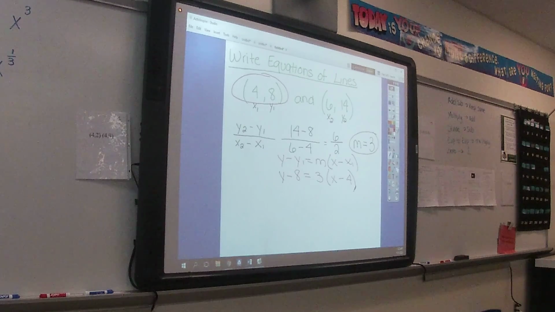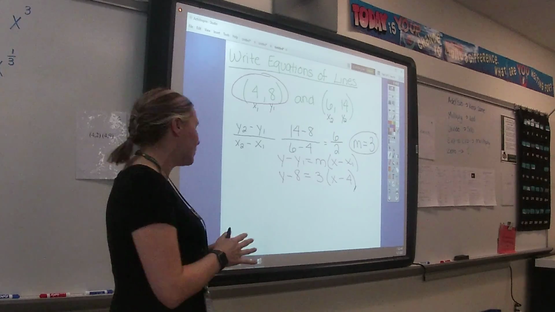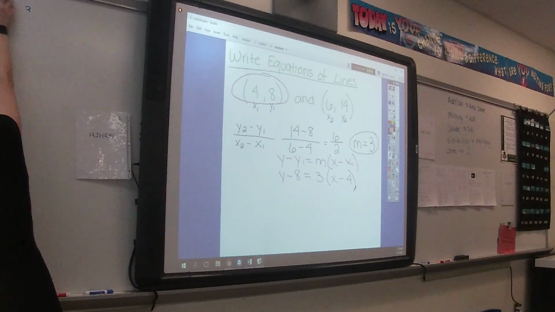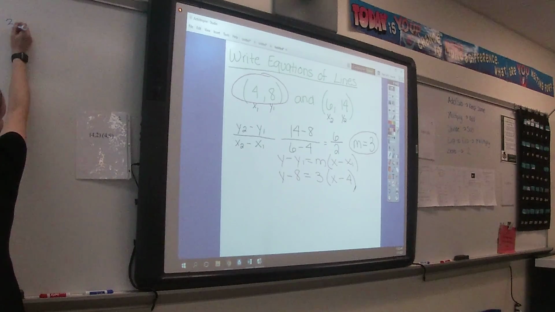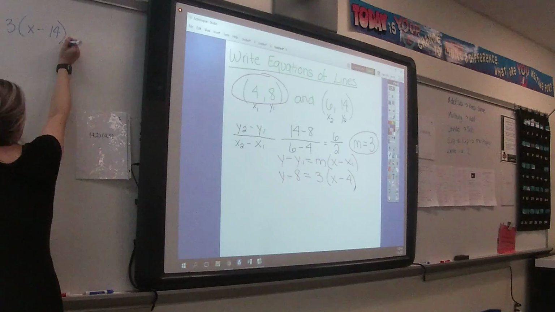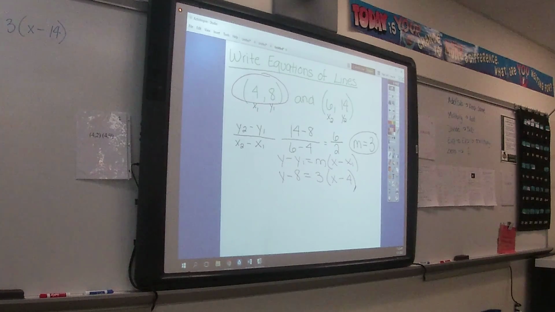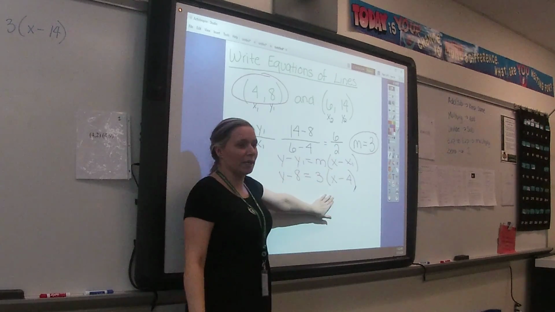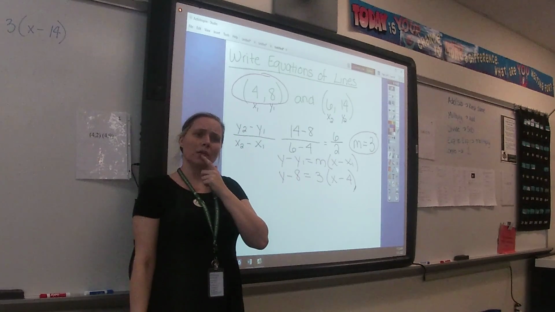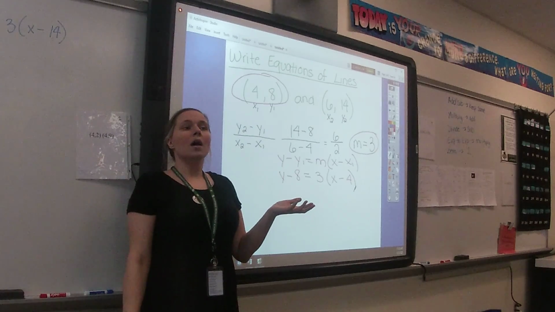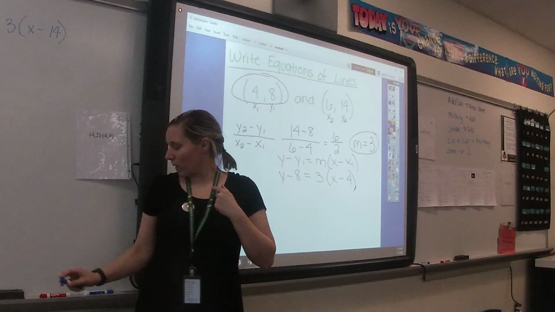Does anybody want to pick a different point? 6 comma 14? Okay, so let's say Cade decides he wants to pick 6 comma 14. So Cade is now going to write down the equation y minus 6 equals 3 times x minus 14. Does this equation look the same as this equation? The numbers look different, right? So who's right? Both of them.